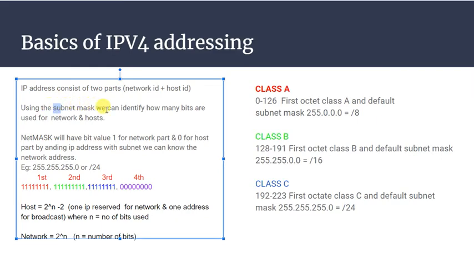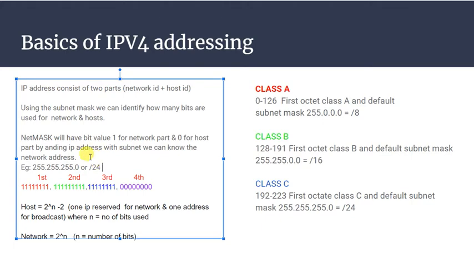Using a subnet mask, we can identify how many bits are used for the network and how many bits are used for the host. The netmask has a bit value of 1 for the network part and 0 for the host part. For example, take the subnet mask 255.255.255.0. The 255 parts are the network part, which means all those bits are 1, and the host part is 8 bits, so it is called /24.